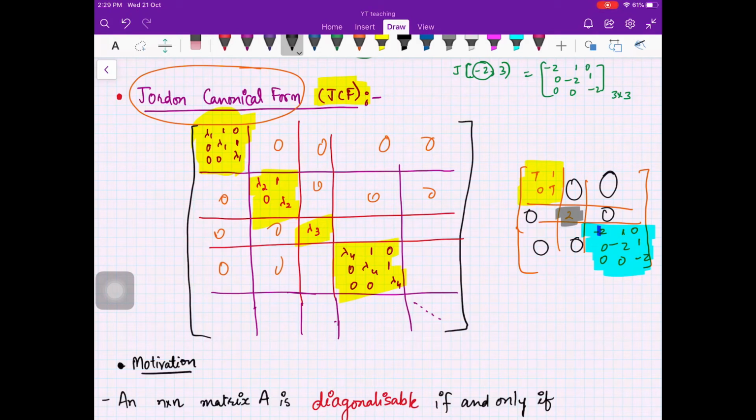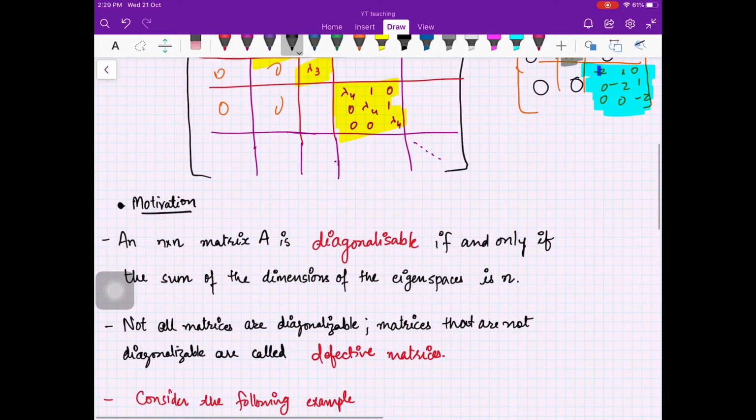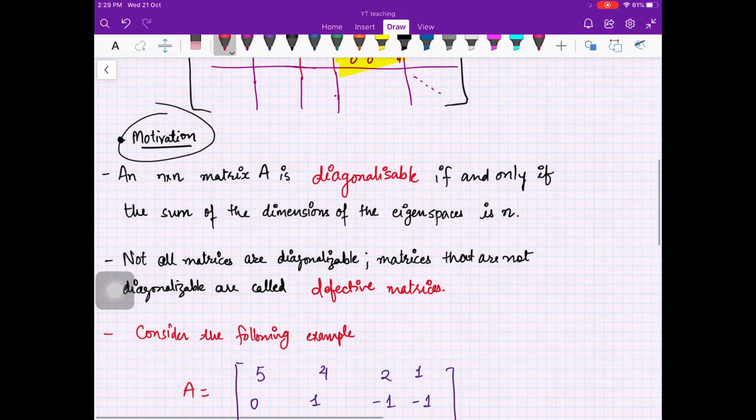We will be dealing with this in detail later on. I'm just giving you a motivation of what we are going to do. So what is the motivation of looking at the Jordan canonical form? Till now we have studied that a matrix A is diagonalizable if and only if the sum of the dimensions of the eigenspaces is n. It means that if you get a basis for the vector space V consisting only of eigenvectors, then that matrix is diagonalizable, and obviously the same is valid for a linear transformation.